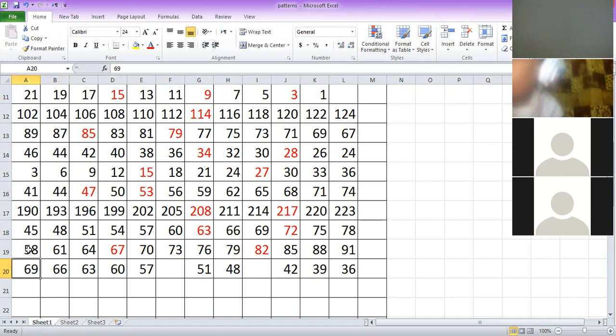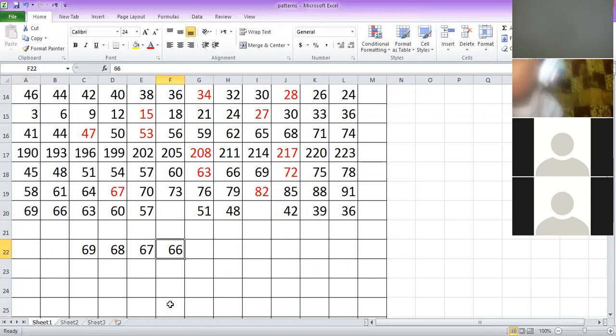We are not adding here. Look, 69, then 66, then again smaller, 63, 60. Now you have to find out how much smaller. So 69, how much less than 66? If you count back from 69, you have 68, then 67, then 66. One less than 69 is 68, two less than 69 is 67, and three less than 69 is 66. So you find out that you are going three less than.